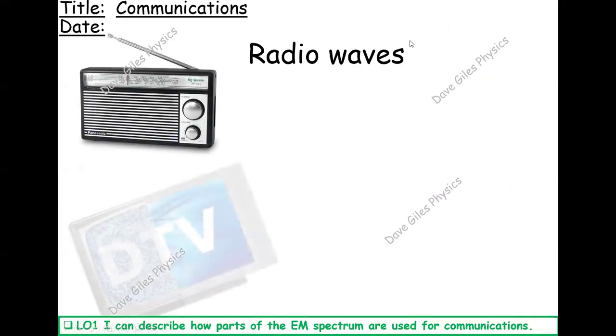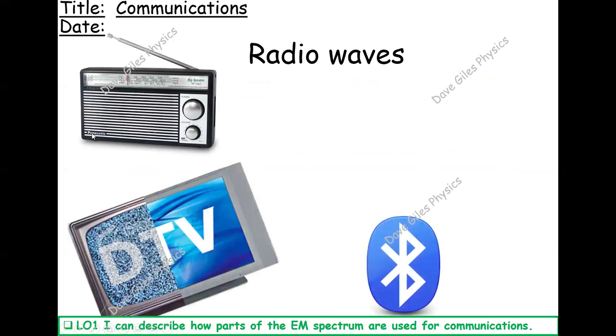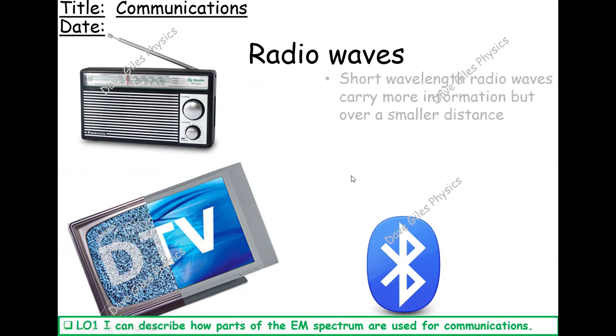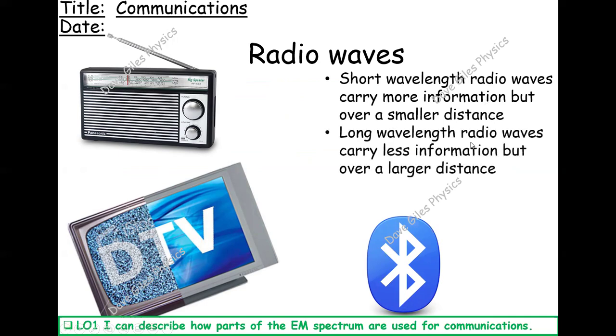So radio waves. First of all, they're used in radios, pretty obviously, television, and they're also used in Bluetooth. So short wavelength radio waves carry more information but over a smaller distance, whereas long wavelength radio waves carry less information but over a larger distance. So Bluetooth, for example, is very short wavelength radio waves, so they can send a lot of information but over not a very far distance.